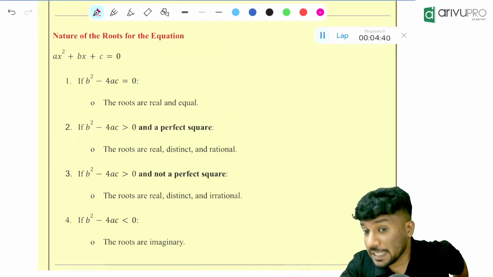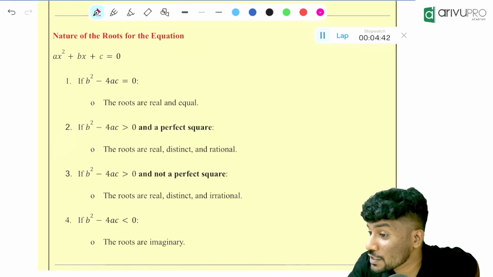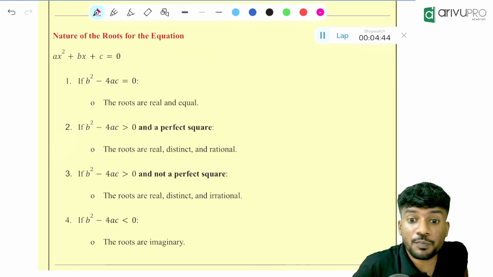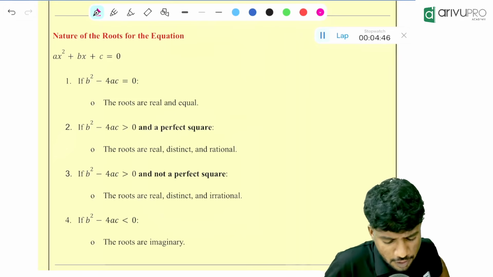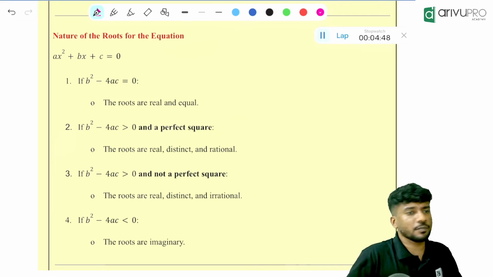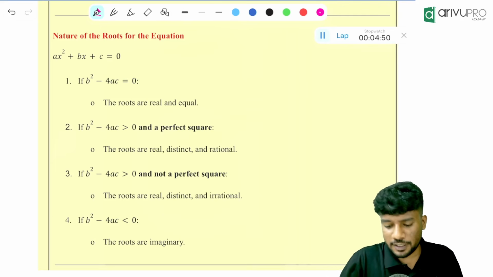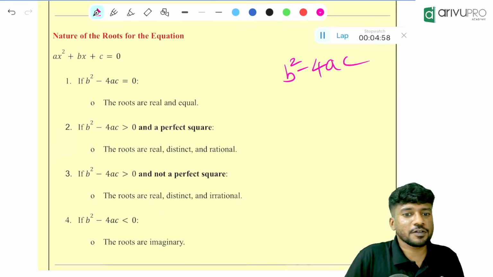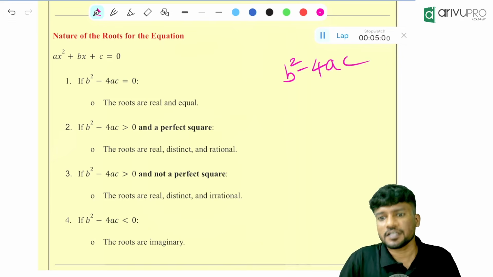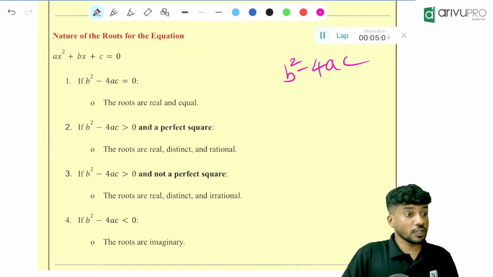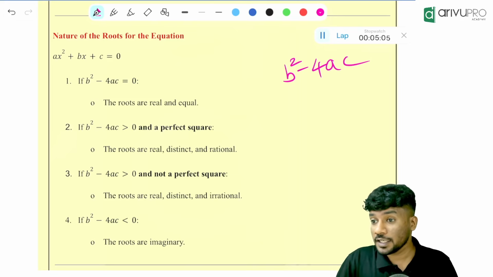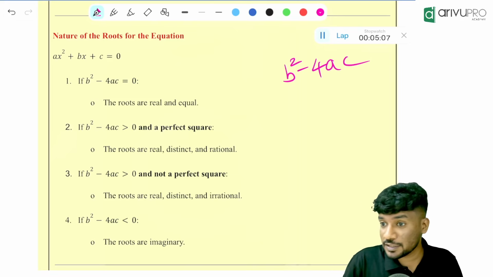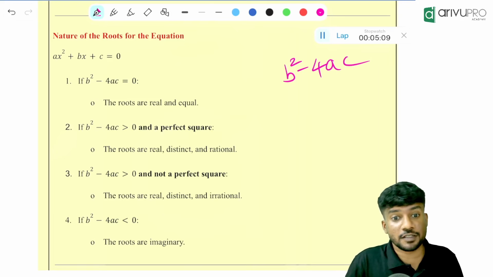Next one, the nature of the root is found using which method? Using the value of b square minus 4ac. b square minus 4ac is called by another name. In school, we used to call it another name. Anyone remember? Discriminant. You remember that b square minus 4ac is called the discriminant. Sometimes they will say that the discriminant is equal to 0, instead of saying b square minus 4ac is equal to 0.